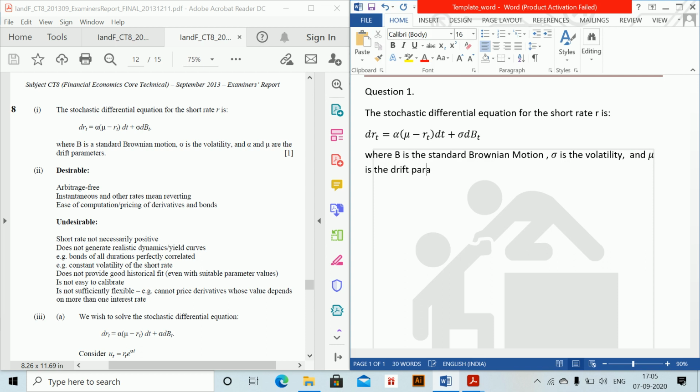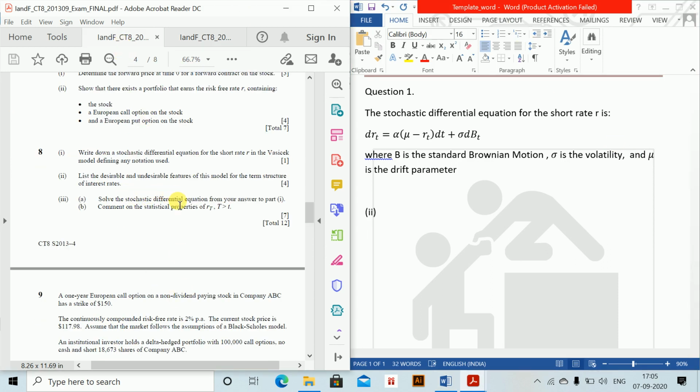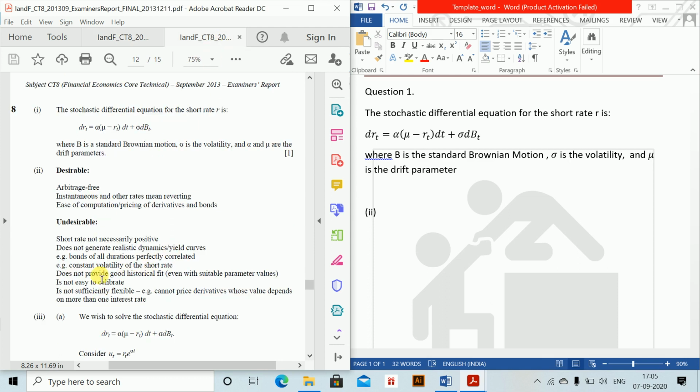Next is part 2, which is a theory part, which lists the desirable and undesirable features of this model for the term structure of interest rates. This part I am not doing. Let's do part 3.